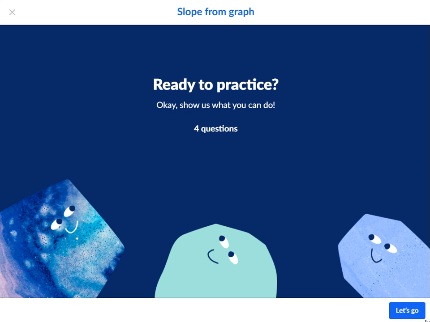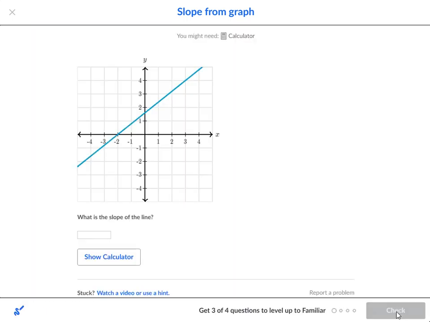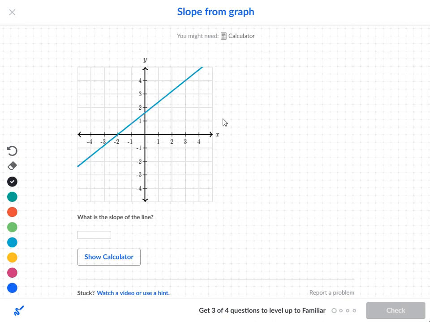Slope from graph. Okay, we have the following problem. What we want to do is find the slope given this graph here. So we want to use two complete points here, a point that's right in the corner.